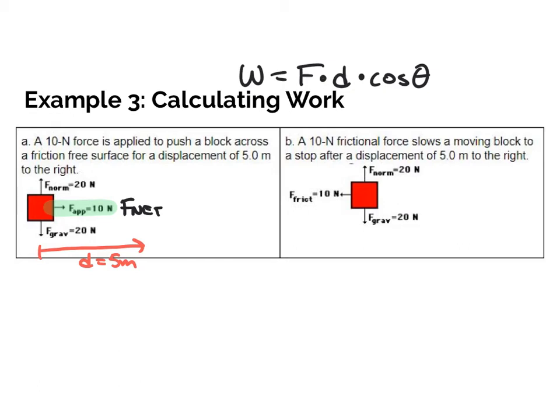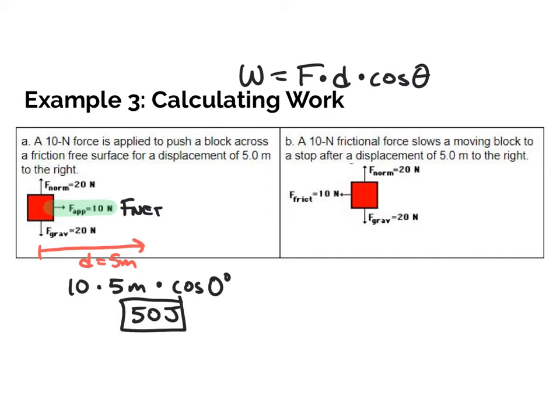So if I want to use this relationship again, I'm going to take that 10 newtons times that 5 meters, and then the angle between the motion and the force is going to be 0 degrees. So in this case, it's going to give you 50 joules of work. All right? Same idea here.